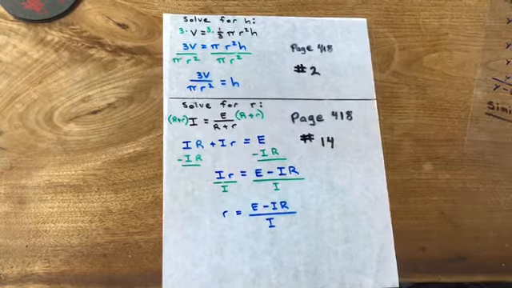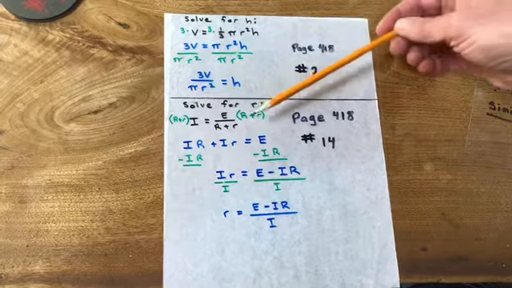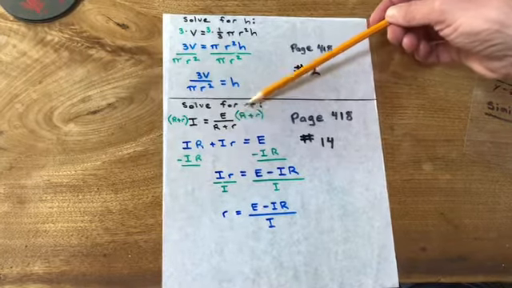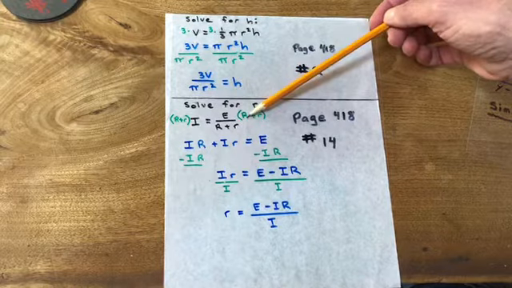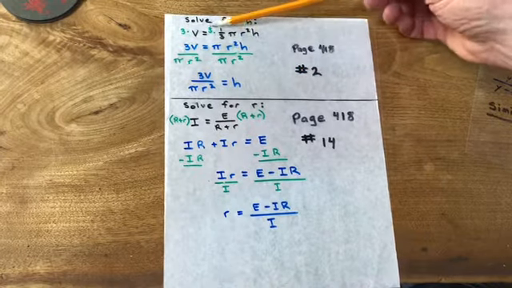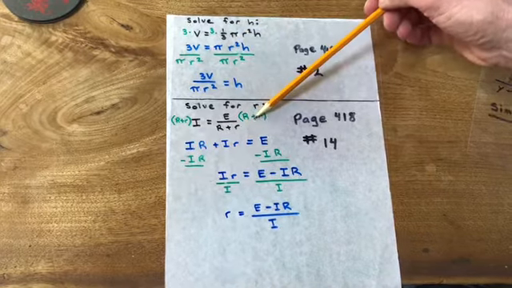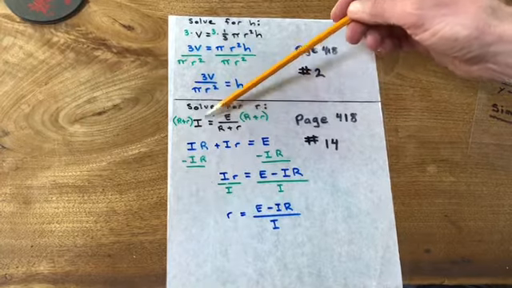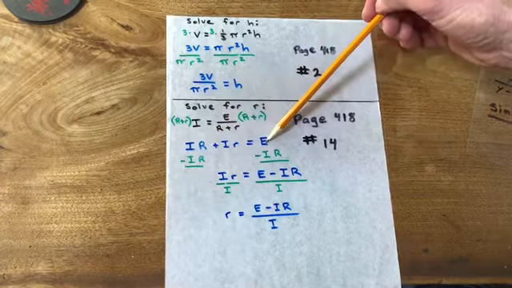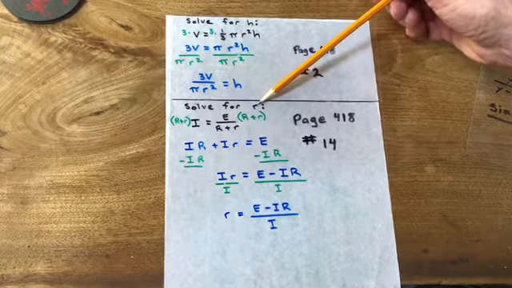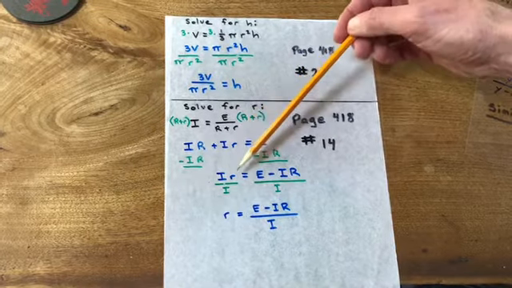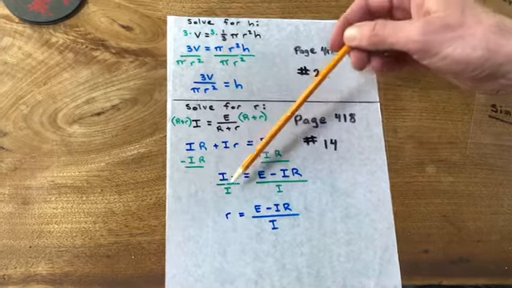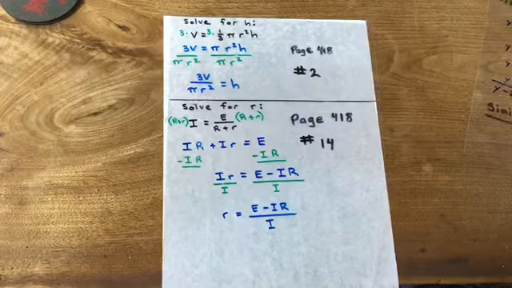So again, you'll see this over and over. You eliminate fractions by multiplying by the common denominator. Sometimes it's pretty easy, sometimes a little more complicated. Distribute if you have to. Figure out what you're looking for. Put all those terms by themselves and then divide to get it alone.